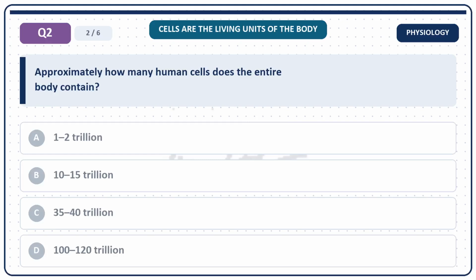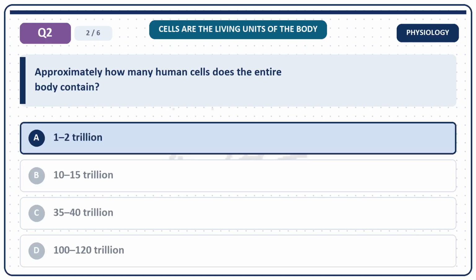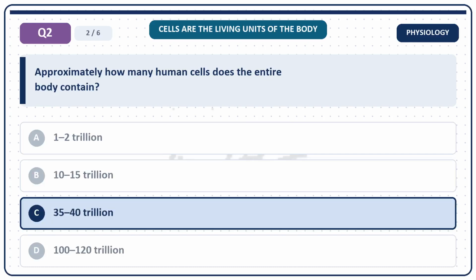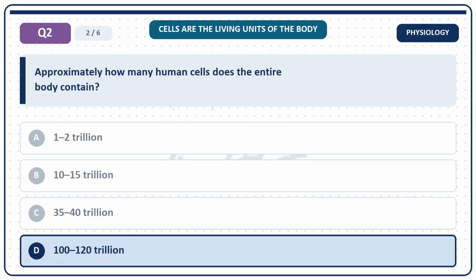Question 2. Approximately how many human cells does the entire body contain? Option A, 1 to 2 trillion. Option B, 10 to 15 trillion. Option C, 35 to 40 trillion. Option D, 100 to 120 trillion.